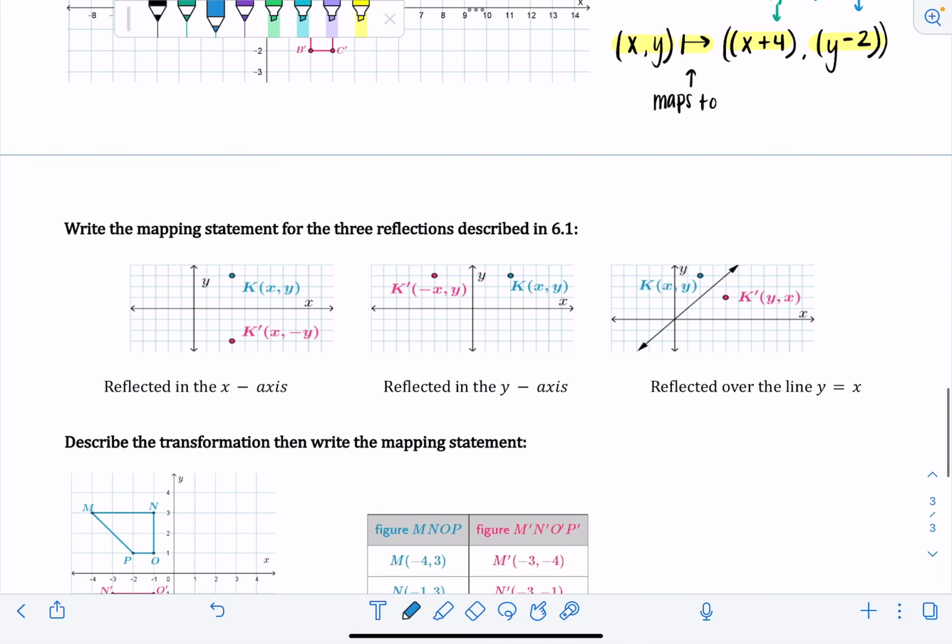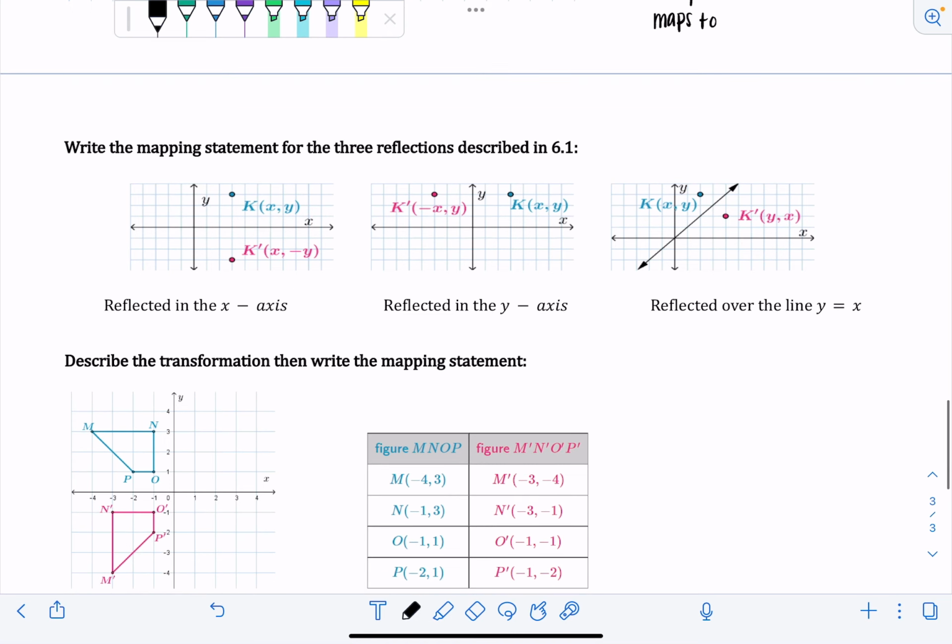So the next line, write the mapping statement for the three reflections described in 6.1. We've already looked at this. We already know the first one is a reflection in the x-axis, the second one is a reflection in the y-axis, and the third one is a reflection over the line y equals x. But we're just going to write the actual mapping statements for them now. These are something that's going to come in handy if you can get a little note card or set these aside to reflect back on, along with a few other things on this page.